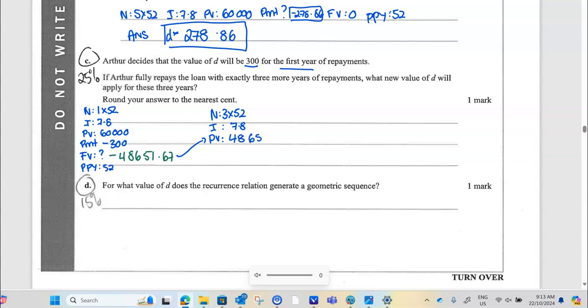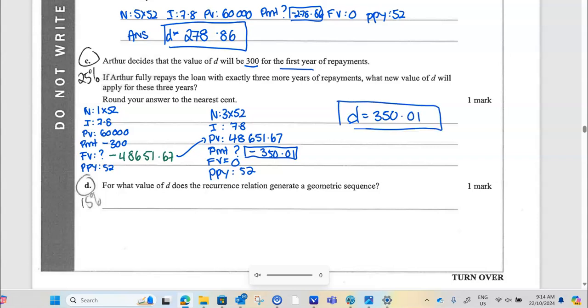Now that's a positive because we're pretending it's a new loan, and payment is the question, and FV will be 0 because he's going to pay that loan off now, and PPY is 52. So you end up with a payment of -350.01. So it said to the nearest cent, so that's why I'm doing that. Now it said what is the value of D. So once again, D was up in that recurrence formula. So the negative is already there in that formula. So you just needed to change that to 350.01. I really think that's what was happening with probably the errors. They just won't give it to you if you've left it as negative. D is actually 350.01.